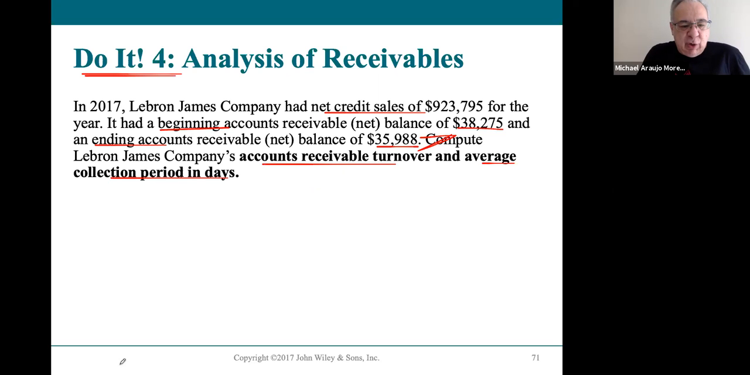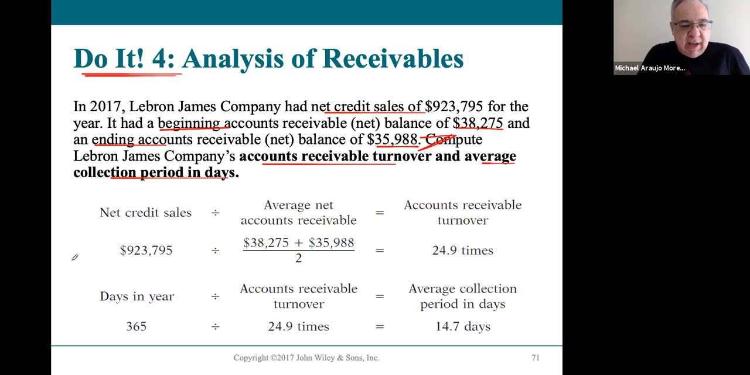Okay. So what you see here is the accounts receivable turnover in this first column. 923,000 is your net credit sales. You divide that by your average net accounts receivable. So you take the average of those two numbers and divide them. And here you get 24.9 times. That's way higher than 12. So clearly they're doing a fantastic job of collecting money.